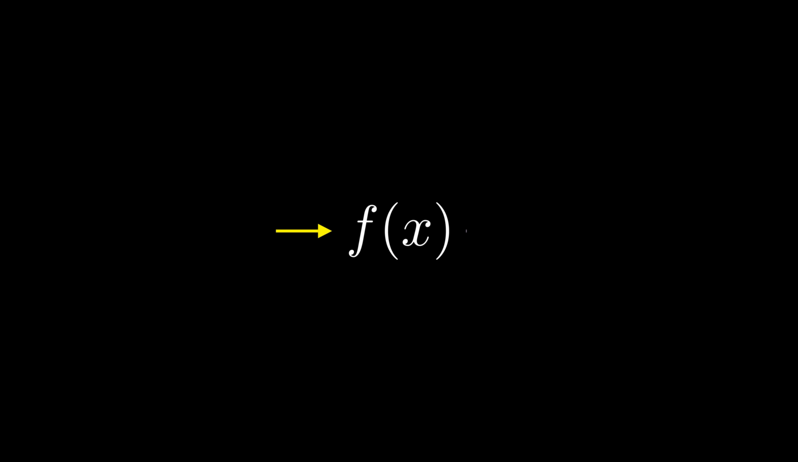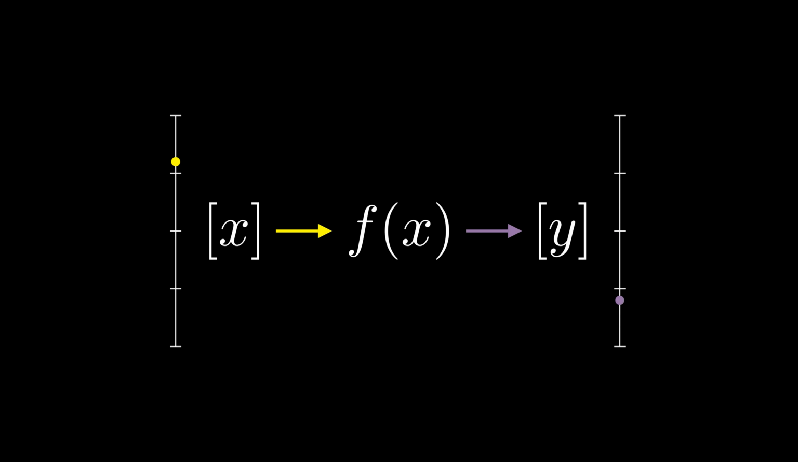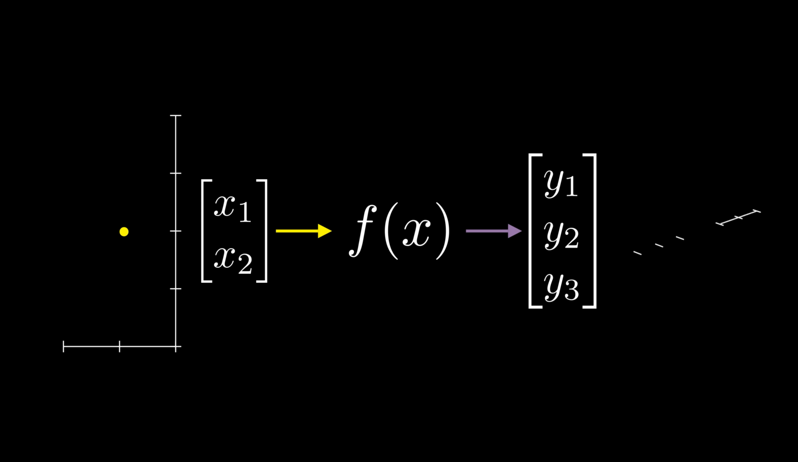A function is an input-output machine, numbers in, numbers out. A simple function like f of x takes one number in, x, and produces one number out, y. There is a space of possible input values and a space of possible output values, and the function maps between these spaces. If there is one input, then the input has one dimension. If it has two inputs, then it has two dimensions. You can think of it as a 2D coordinate in 2D space. And the same goes for outputs. If you have three outputs, then they make a 3D coordinate in 3D space.